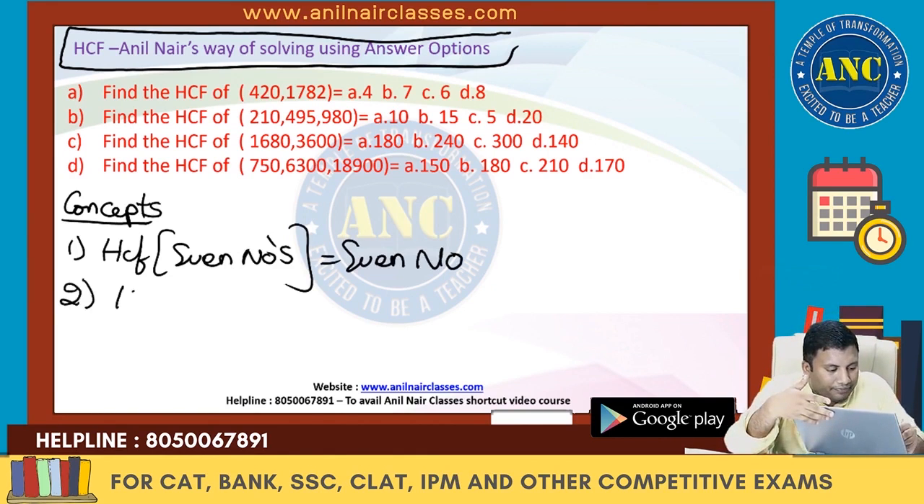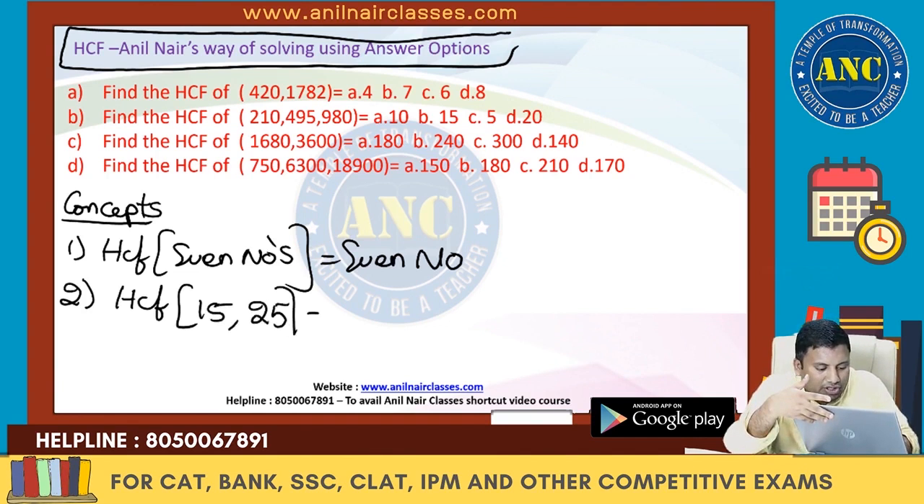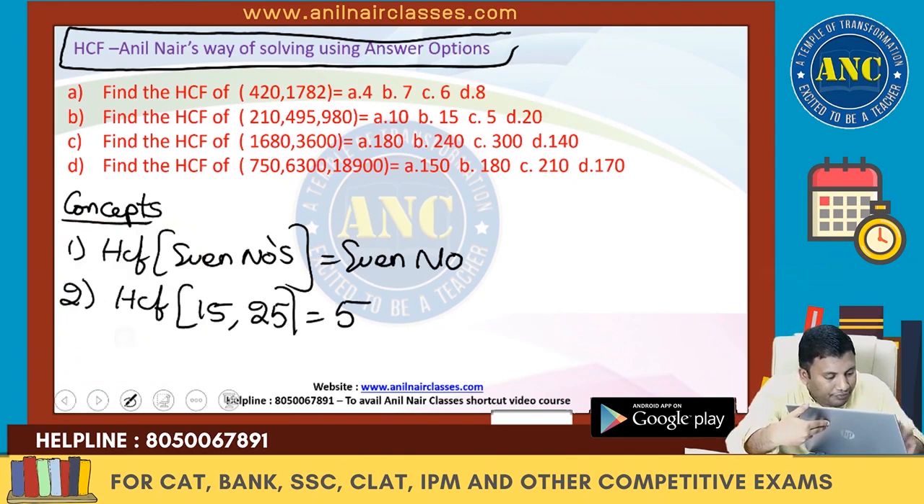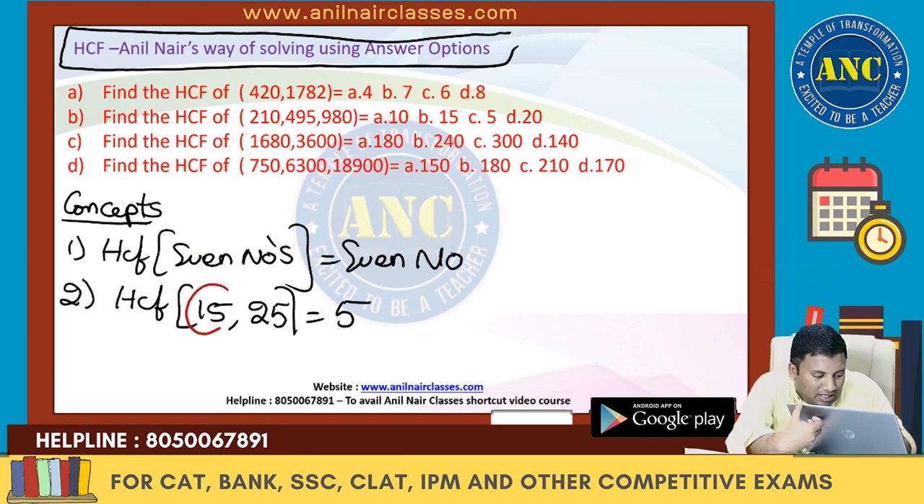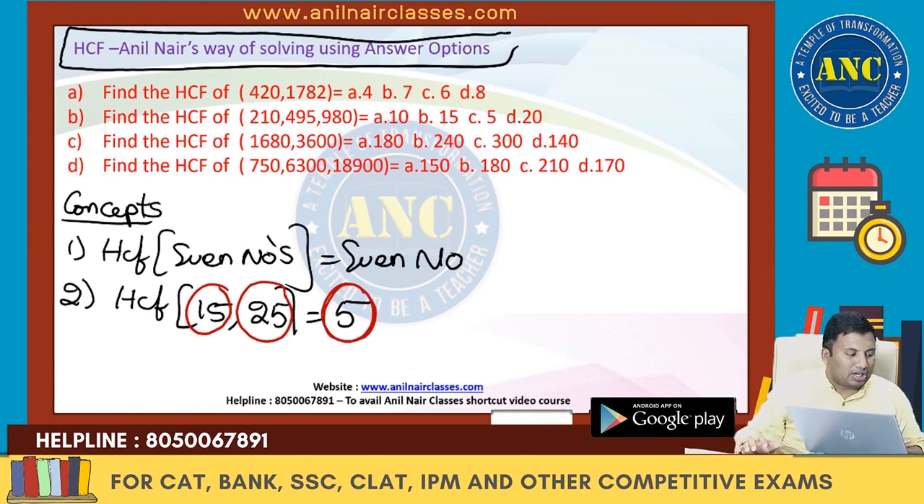Next one, HCF of 15 comma 25, which is 5 here. Listen carefully to this example. If this number is divisible by 5, and this number is divisible by 5, the answer should be divisible by 5. I hope it is clear.